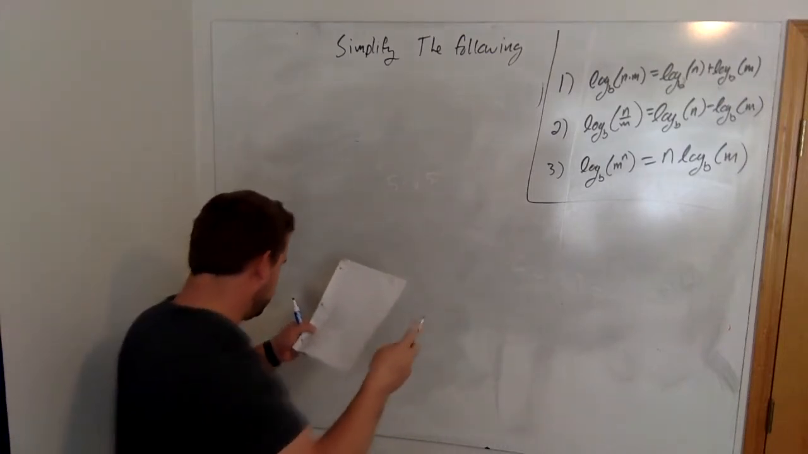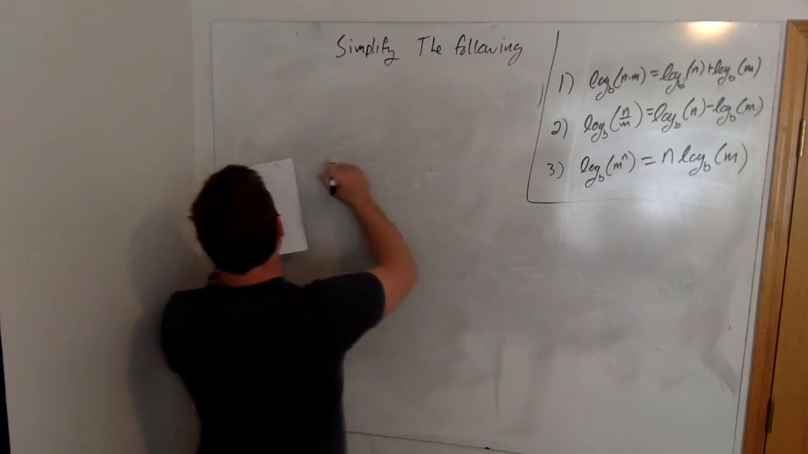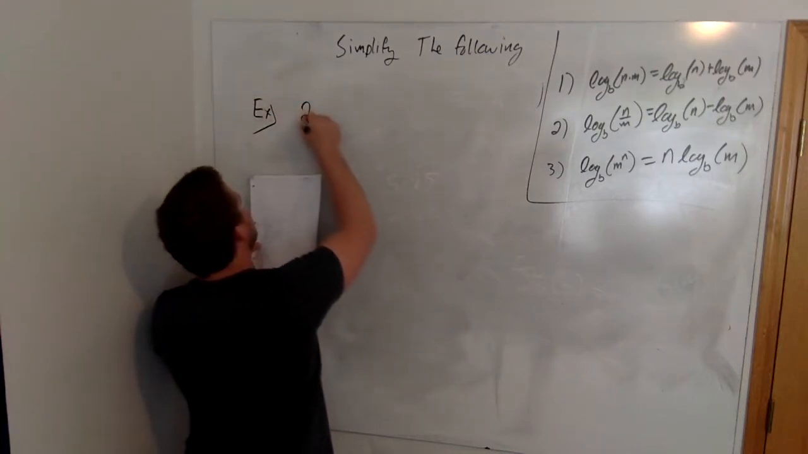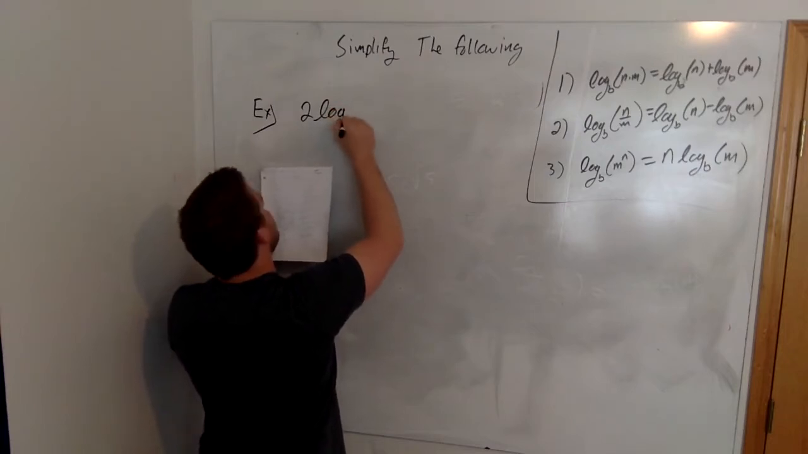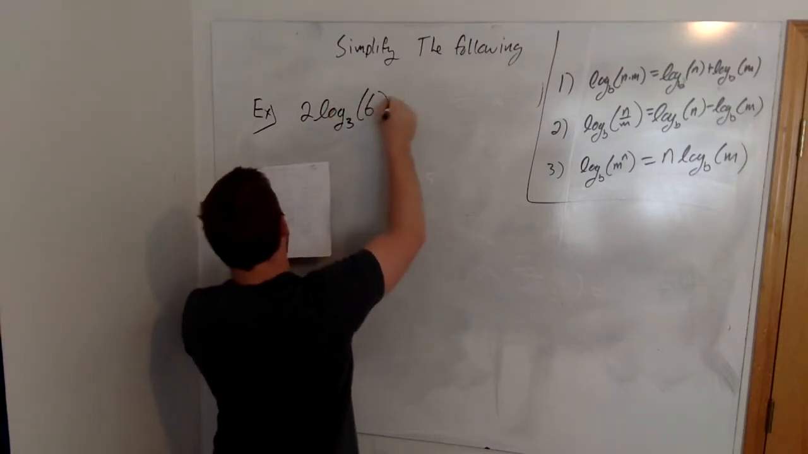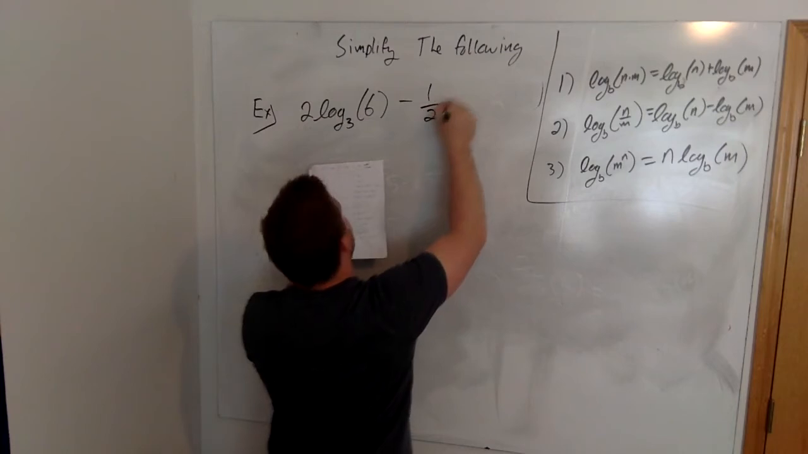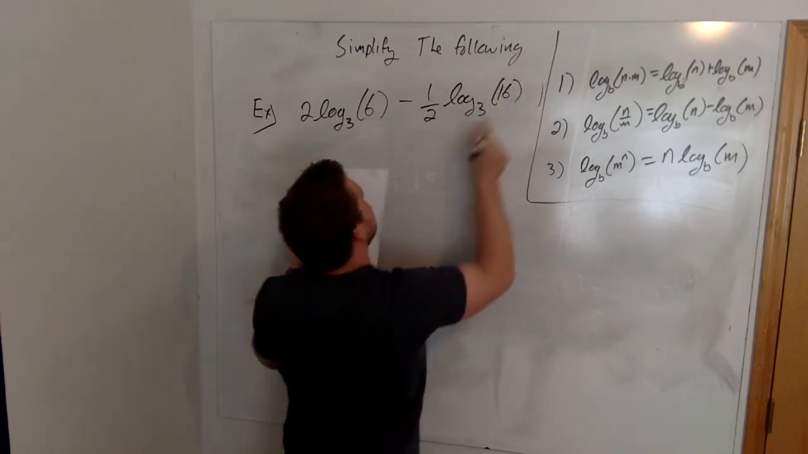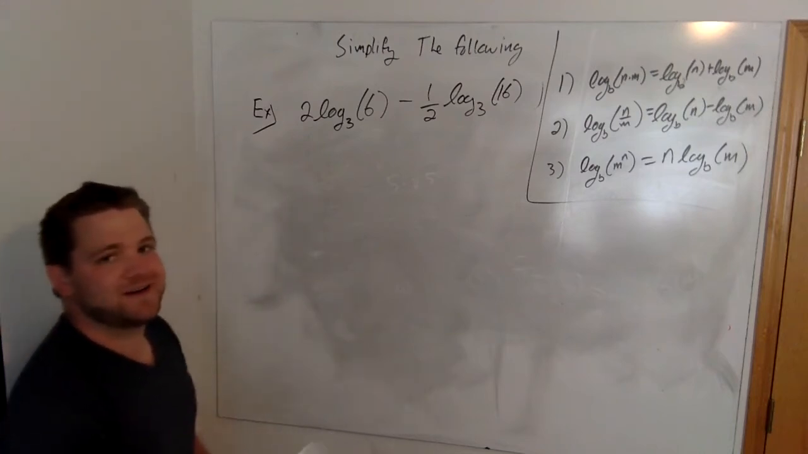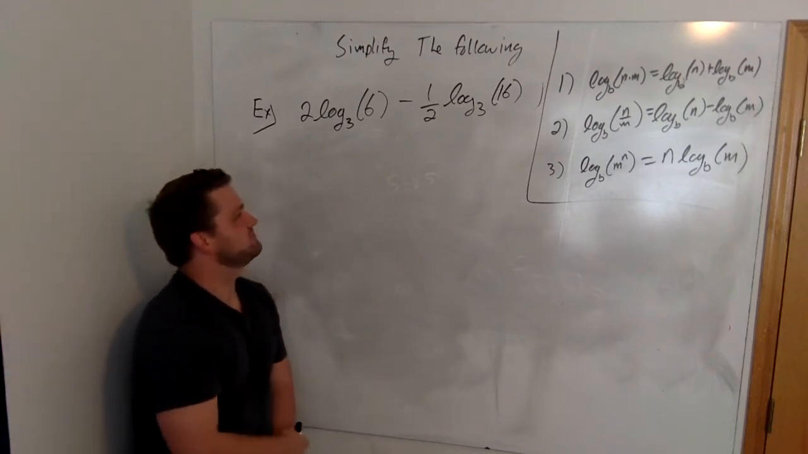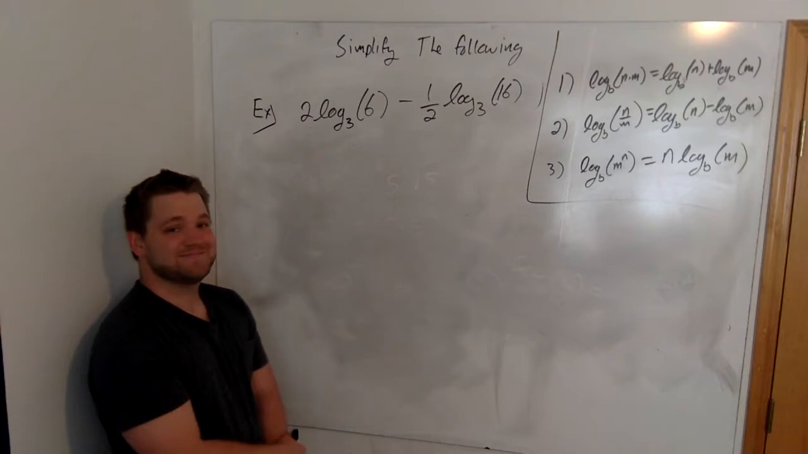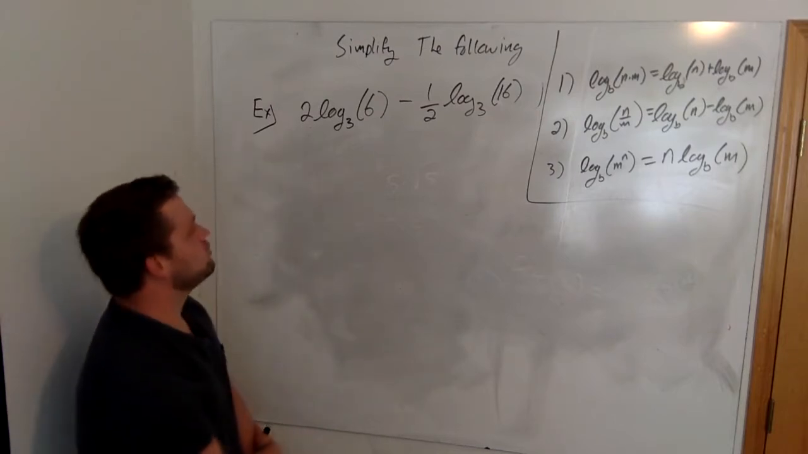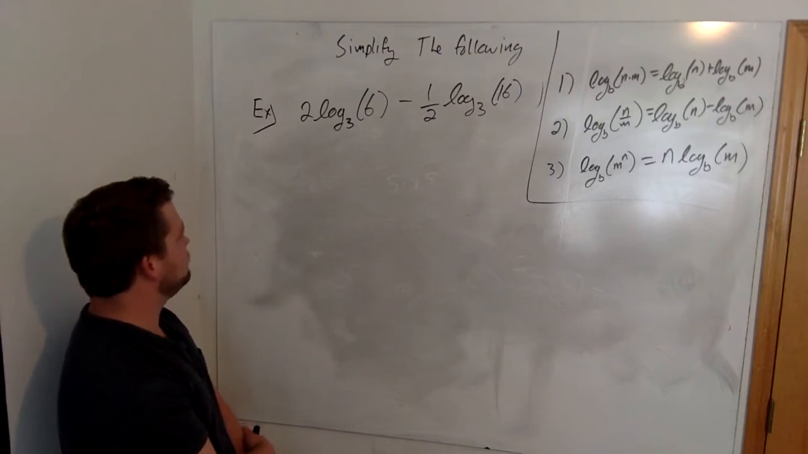Let's say that we want to evaluate 2 times log base 3 of 6 minus 1/2 times log base 3 of 16. Take a moment and see if you can find the exact value of this expression. Let's do it. Okay, let's try to use log rules here. So what can we do?